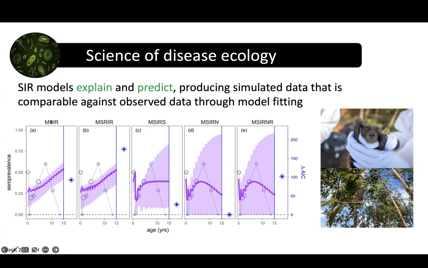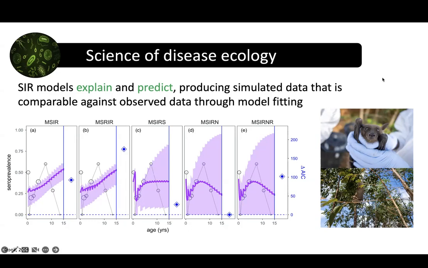M refers to maternally immune. So you can modify your SIR, susceptible, infected, recovered model to better encompass naturally what happens over the course of disease in your study population. But these various versions of SIR models were proposed to describe how henipaviruses are maintained and spread in populations of this Malagasy fruit bat, E. dupreanum.